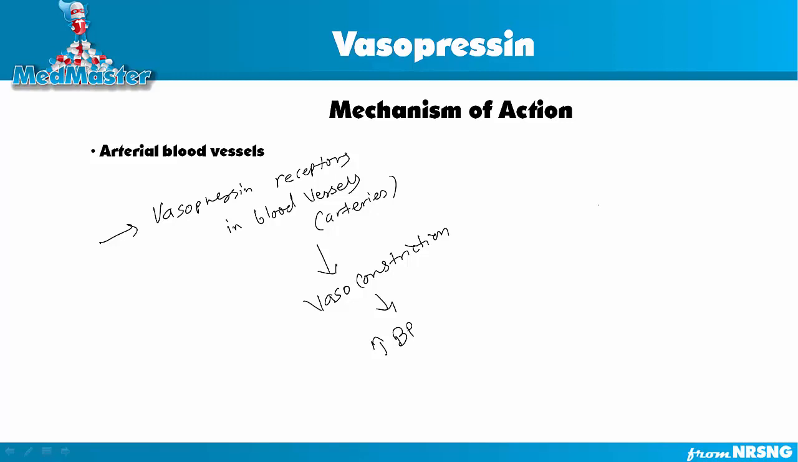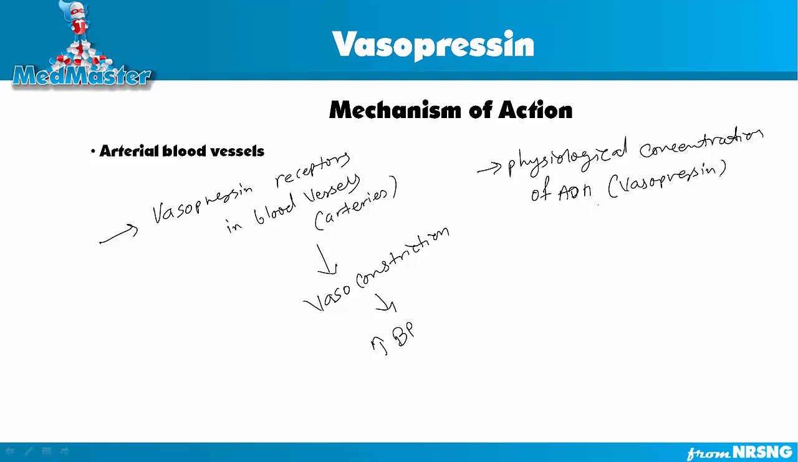Now here's the main point. In our body, we have antidiuretic hormone present all the time. However, the physiological concentration of ADH or vasopressin is so low that it does not cause vasoconstriction. So normally we all have vasopressin or antidiuretic hormone present in our body, but the level is not so high that it will cause vasoconstriction.